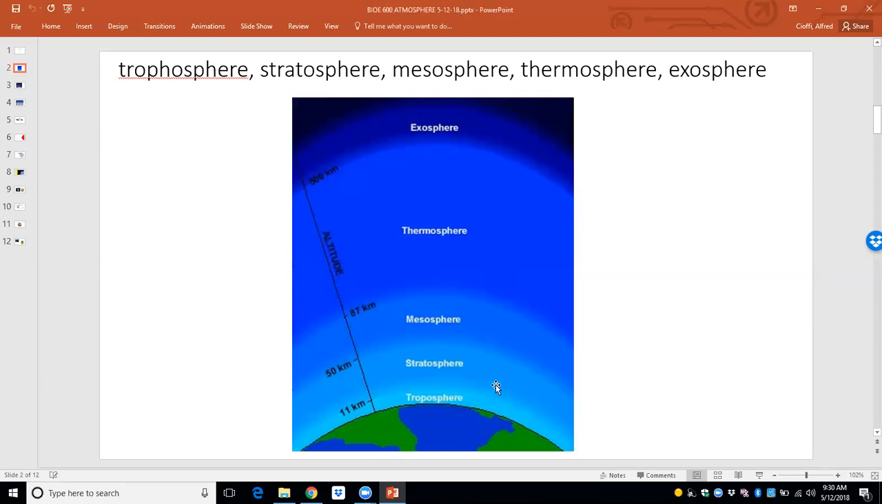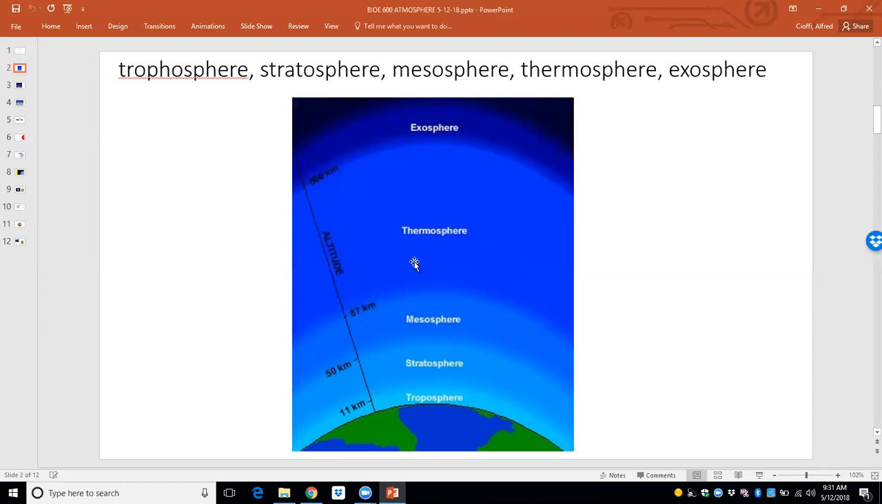So where is the denser air or the denser atmosphere? Close to the surface or further away from the surface? Which is more dense? Yes, but the question is, why is it so? It is true. And what is it causing that density to be at the troposphere?